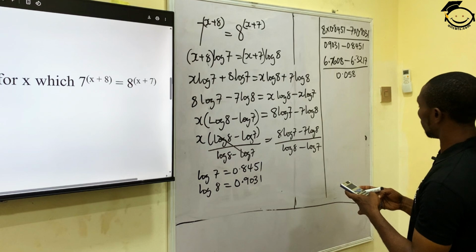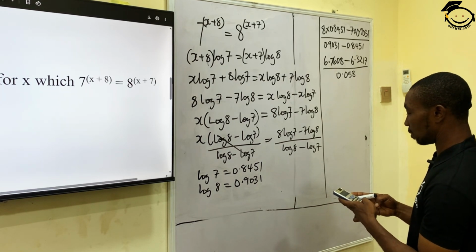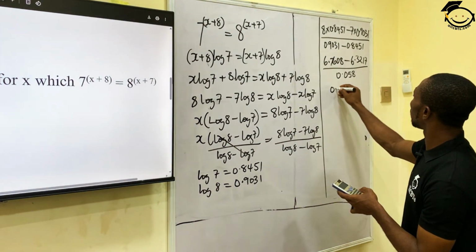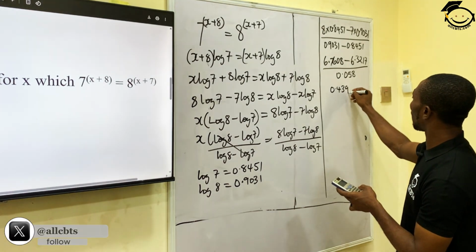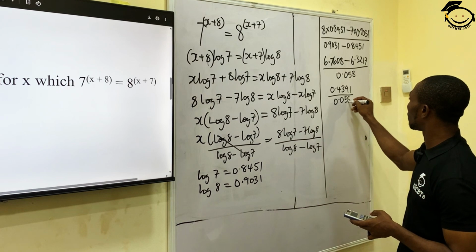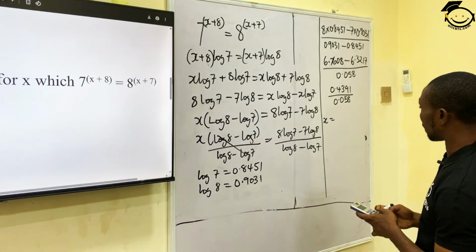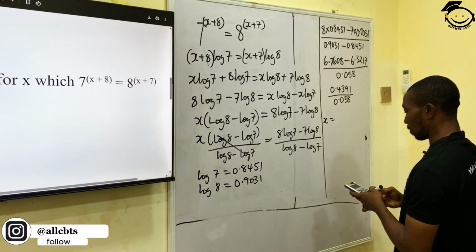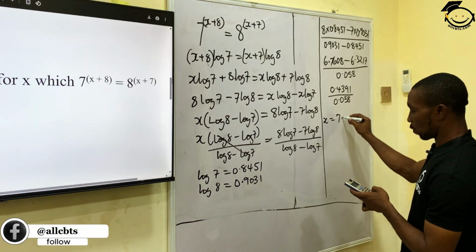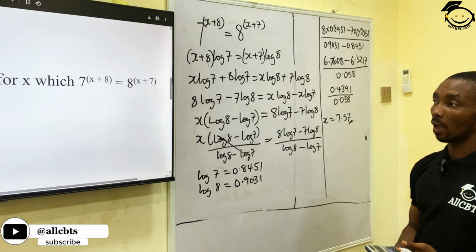From here we solve this, which is 6.7608 minus 6.3217. This gives us 0.4391 divided by 0.058. Now, our x equals our answer divided by 0.058, which is 7.57. That's the value of x.